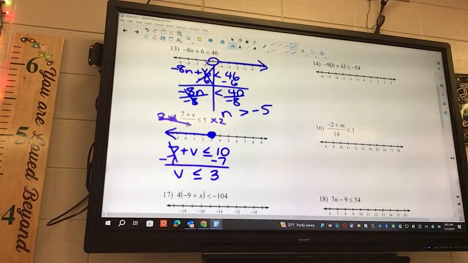Can you cross off number 14, 17, 23, and 24? Essentially all the ones that have parentheses. It's more than 2 steps, so we're not going to do them today.